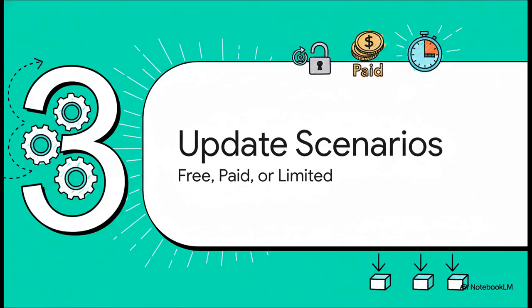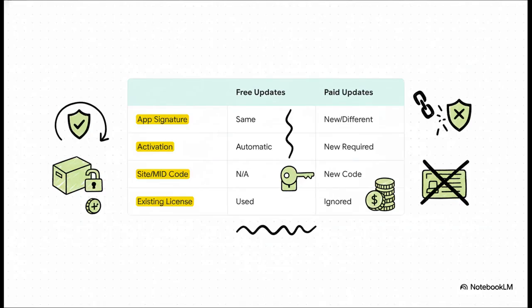All right, now that we've got the update ID down, let's talk about the big picture. What can you actually do with it? Well, there are three main strategies, or scenarios, you can implement for your software releases. This slide really lays it all out, side by side. For a free update, you keep the application signature, that's your app's unique identifier, exactly the same. The new version will see the existing license and just work.